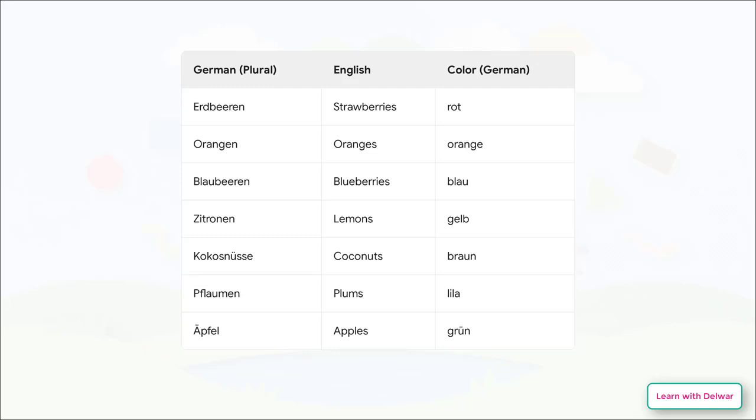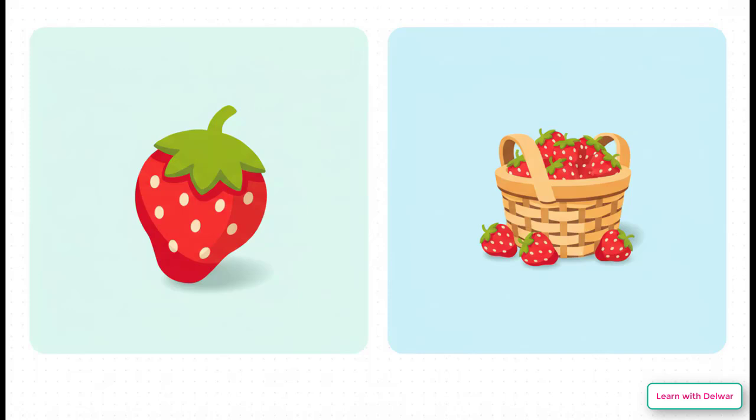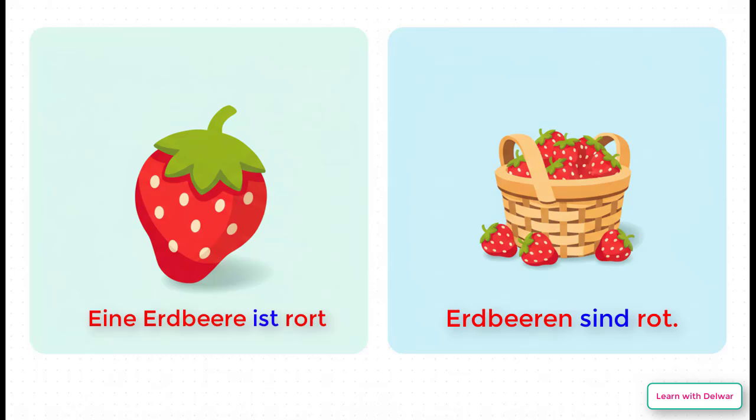Fantastic. Now, you probably noticed that just saying strawberries red isn't quite a sentence, right? We're missing a little something to connect them. And that, my friends, brings us right to our grammar rule. All right, next up, the grammar rule sind. Let's figure out this little German verb for are. Okay, check this out. This slide makes it super clear. When you're talking about just one thing, like a single strawberry, you use the word ist. That means is. So, eine Erdbeere ist rot. But the second you have more than one, you have to switch it up. For plurals, you use sind, which means are. So now it's Erdbeeren sind rot. That's it. That's the big secret for today. Ist for one, sind for more than one.